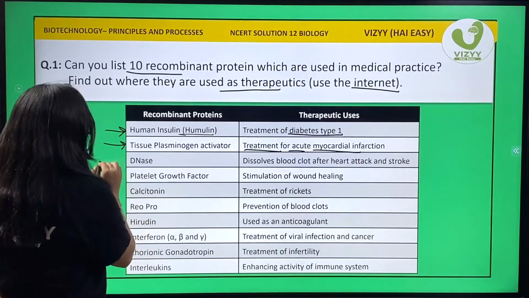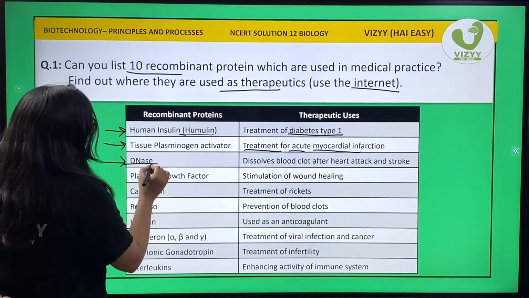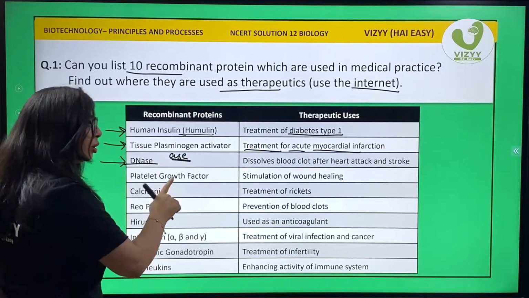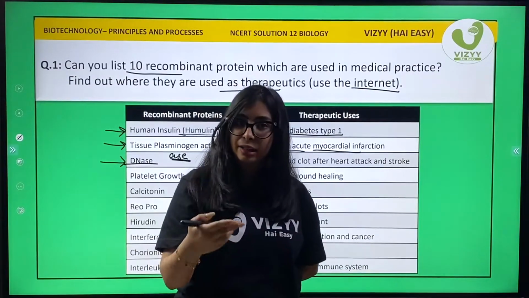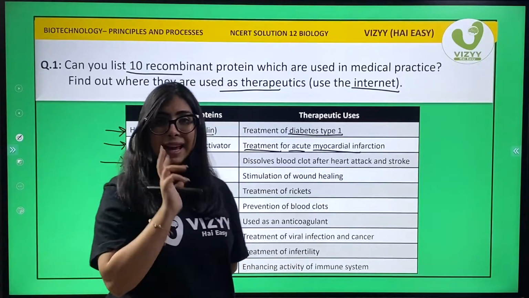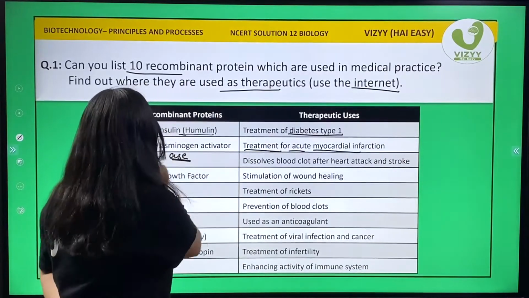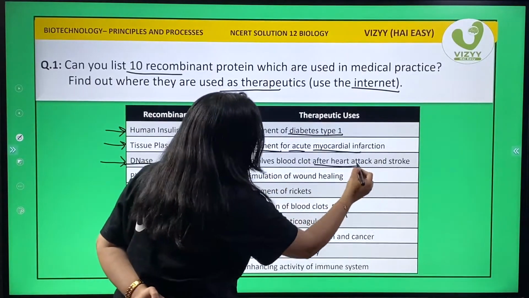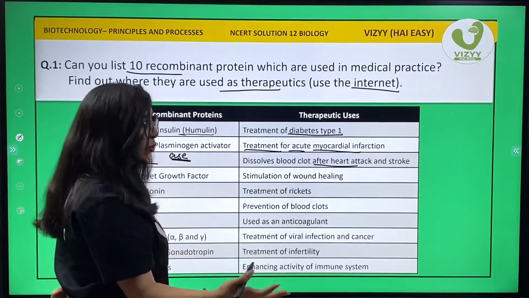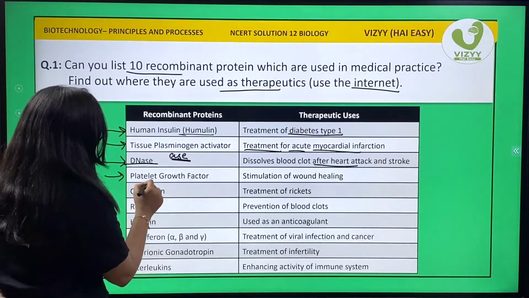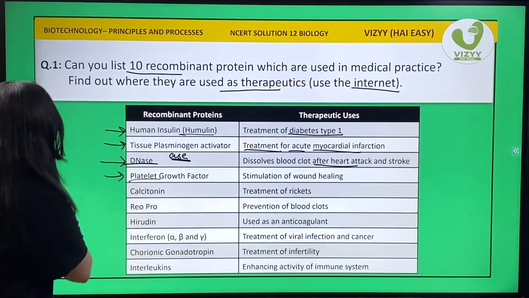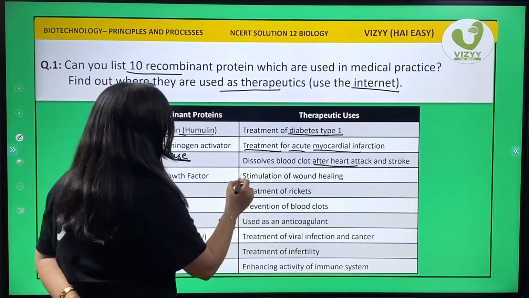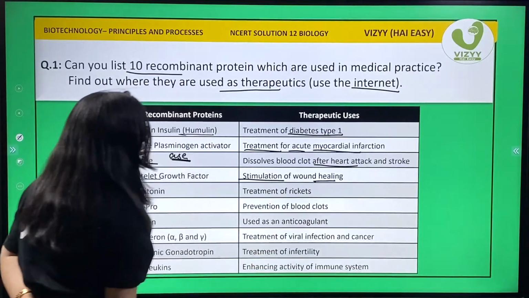Okay. Third is DNase. Anything with ASE will dissolve DNA, RNA or any protein. ASE is an enzyme that will dissolve DNA. Now, DNase is an enzyme that dissolves a blood clot after a heart attack or a stroke. Now, platelet-derived growth factor. What? Platelet-derived growth factor. It stimulates what? Wound healing.